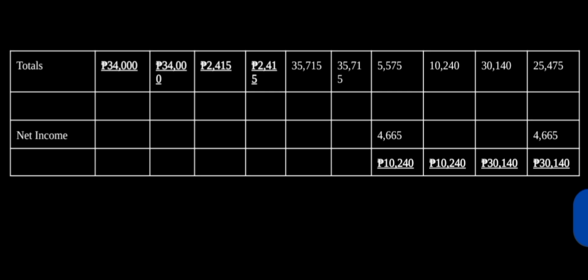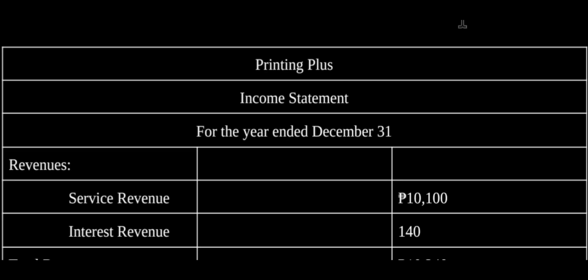So the profit for the printing plus company is 4,665, as you can see here. So you'll just copy paste it here. 25,475 plus 4,665, so we will get 30,140. So now we get a balance amount. Now let us proceed to the financial statements.